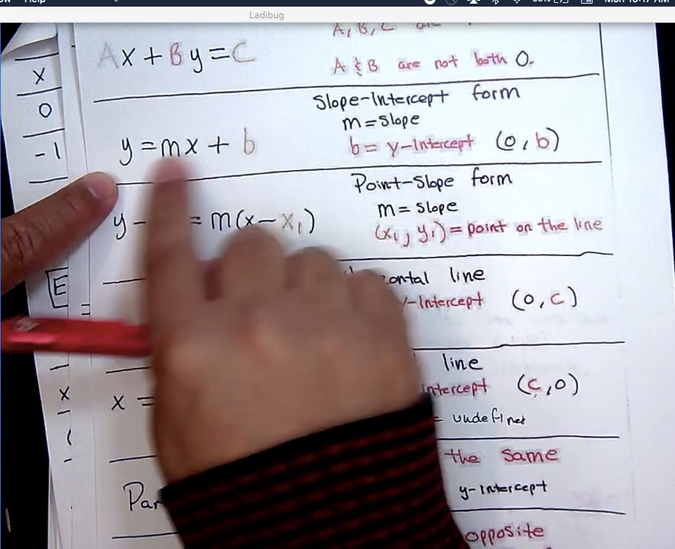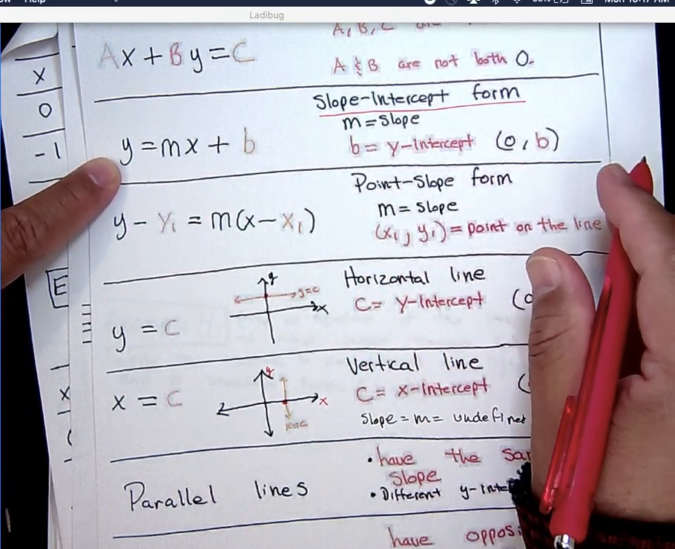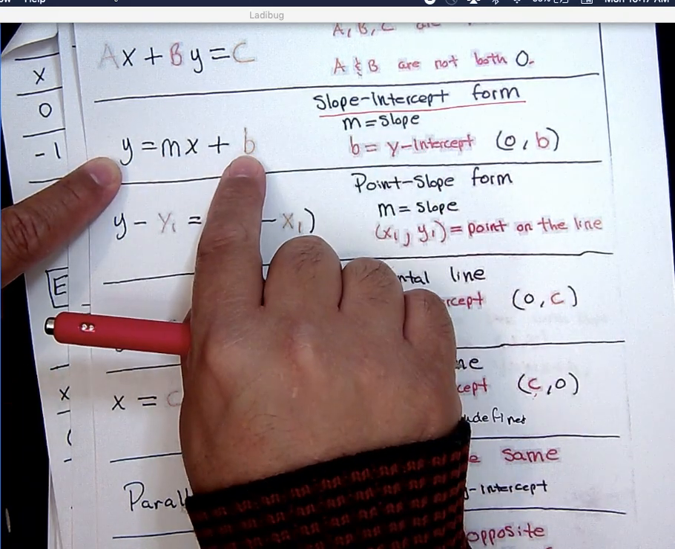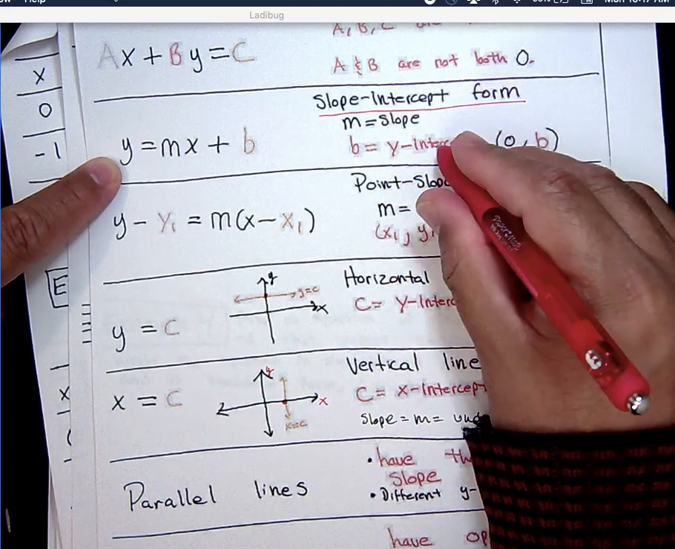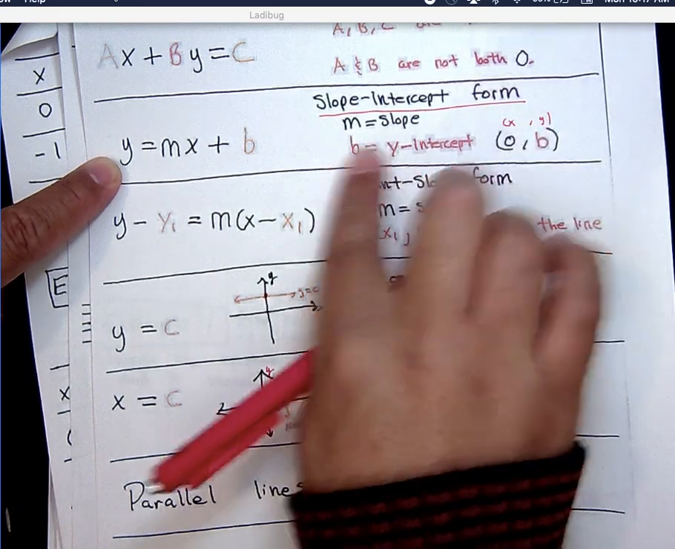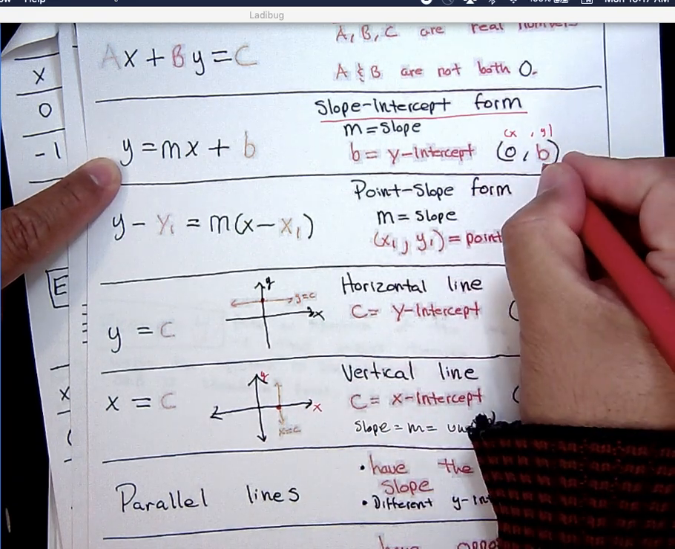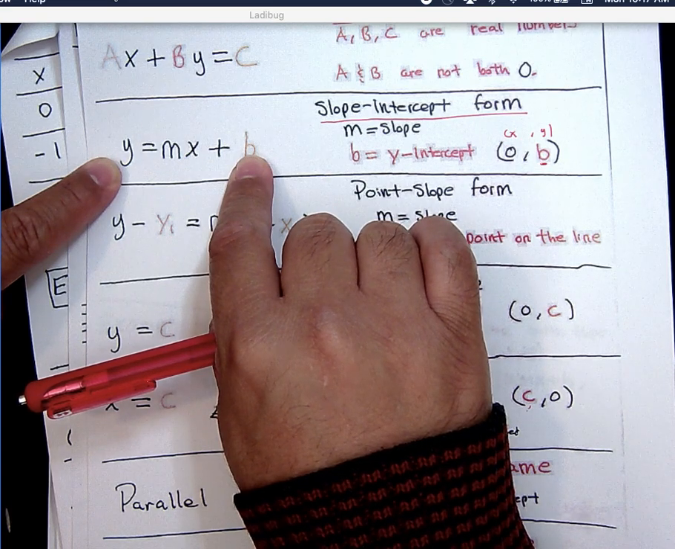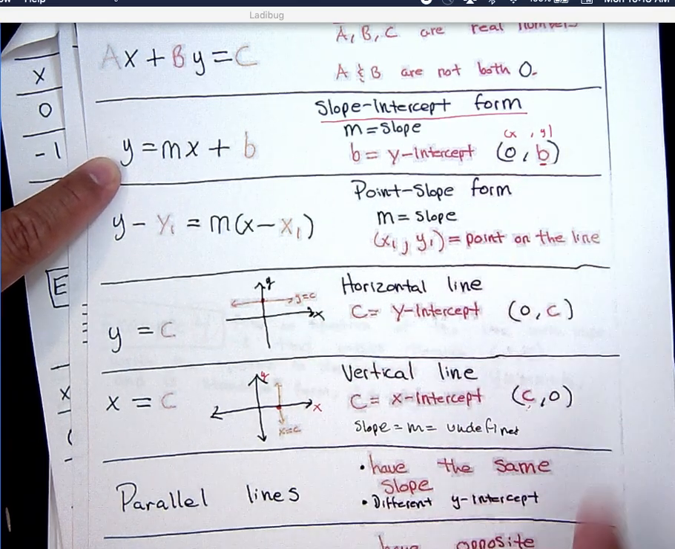Okay, this is the other form. It's called the slope-intercept form, or y-intercept form. The m is the slope, and the b is the y-intercept, and that's how you denote it. For the y-intercept, the first value is x and the second is y. For the y-intercept, the x is 0, and then the second value is y, and that's the y-intercept, and that's what b is. That's why I put b equals the y-intercept, which is that second number.